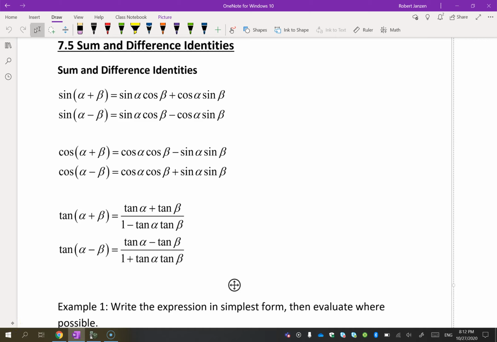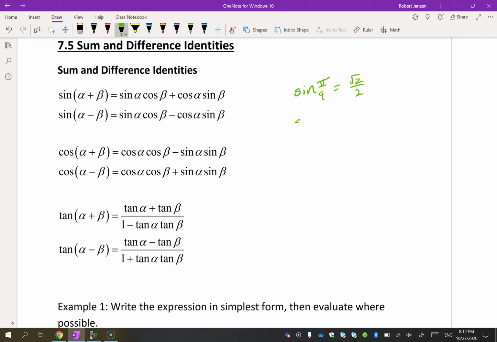This next lesson is on sum and difference identities. Again, these are identities, but we will not be using these very often, if at all, in proving identities. More likely, these are going to be used in solving trig problems. For example, you know things like sine of pi by 4. You know this is root 2 over 2.